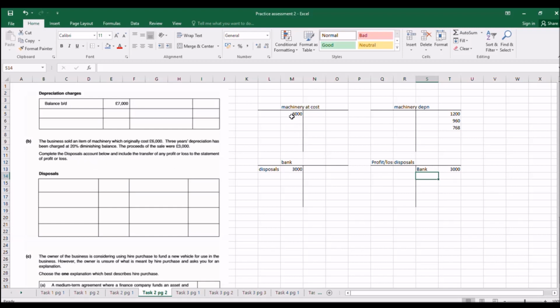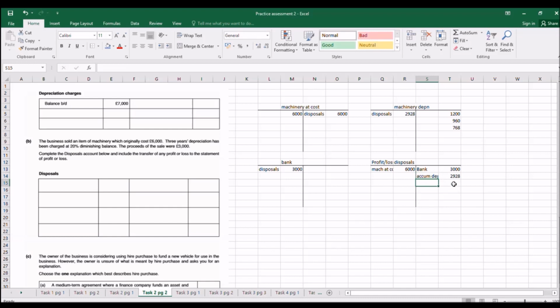And then what we're going to do now is transfer this machinery cost. So we're going to go disposals, credit the machinery cost, and we'll have debit machinery cost 6,000. And then this machinery depreciation, we're going to debit all of that cumulative depreciation into the disposals, and we will credit the disposal account with the cumulative depreciation, whatever it is called.